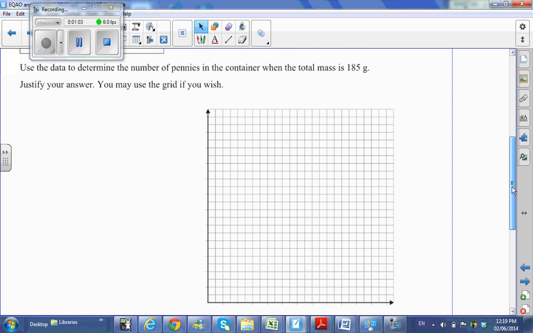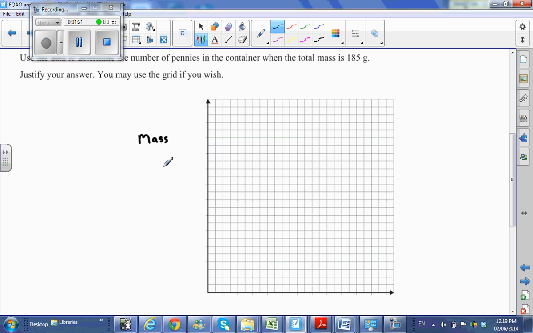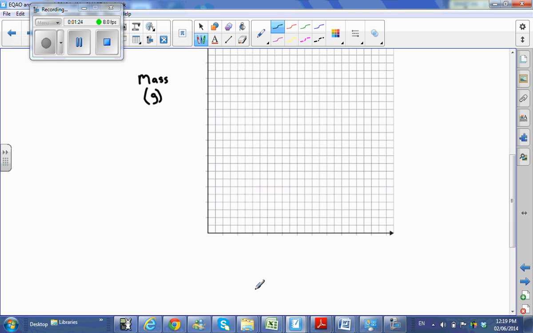Or we could try to form the equation of what the relationship between the two would be. So we could put some scale on here if you think that might help us. So mass is our dependent variable, and the number of pennies is our independent variable.